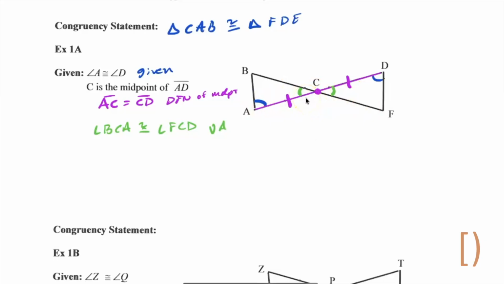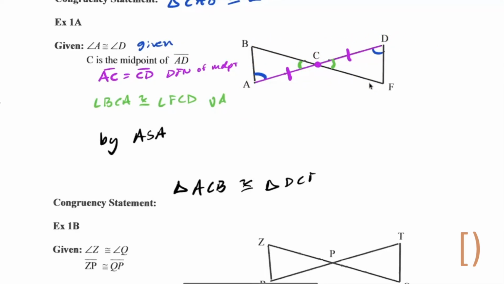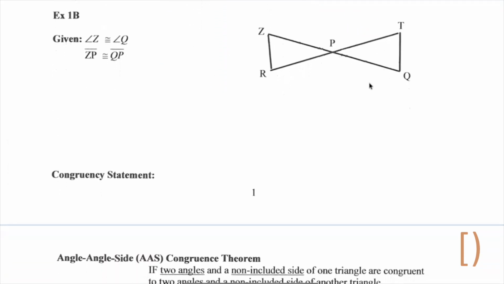So by angle, side, angle, we know that triangle, again, it doesn't matter how you name it, as long as you keep it consistent, we'll say ACB is congruent to triangle, if I start at A, I must start at D, right? I went ACB, so it must be DCF. And there we go. Let's do another one, like here.